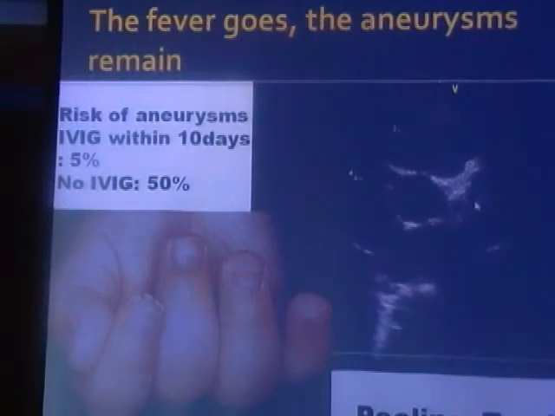Now, if Kawasaki is diagnosed within 10 days and intravenous immunoglobulin 2 grams per kilo is given, then the incidence of aneurysms is lowered from 50% to 5%. So without IVIG, a 50% chance of aneurysms. With IVIG within 10 days, only a 5% chance of aneurysm. By the time they have peeling of the fingers, it's too late. That's typically after 10 days, and the efficacy of IVIG is lost at that point.